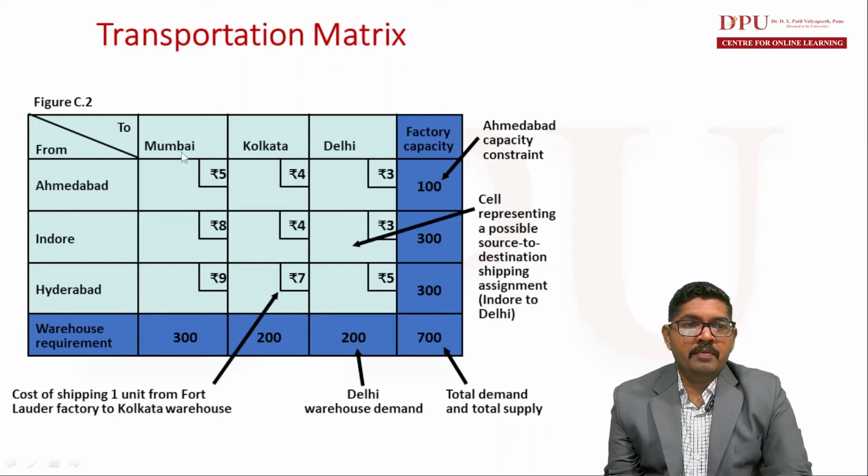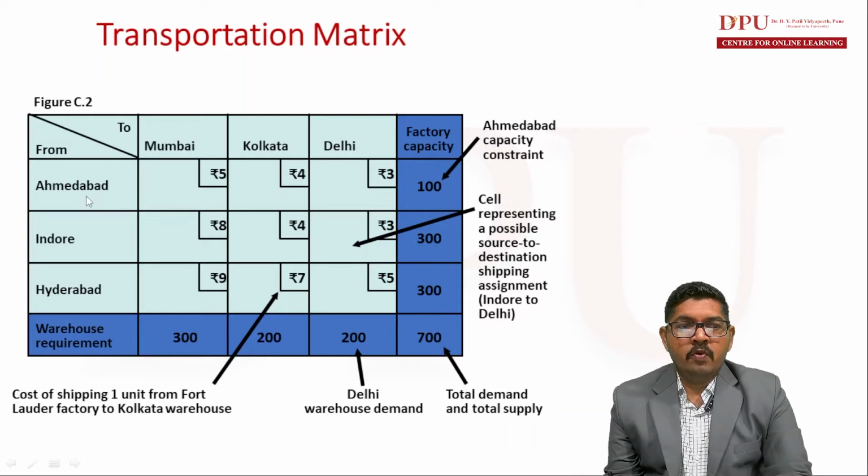Then warehouse requirement. So the demand from Mumbai is 300. It is mentioned at the bottom of the Mumbai column. Then at the bottom of the Kolkata column, 200 is the unit requirement, the demand, of Kolkata. Then the demand from Delhi is 200 units per period. Now row wise we have Ahmedabad plant's capacity 100. The Indore plant can produce 300 units, and the Hyderabad plant can produce 300 units.